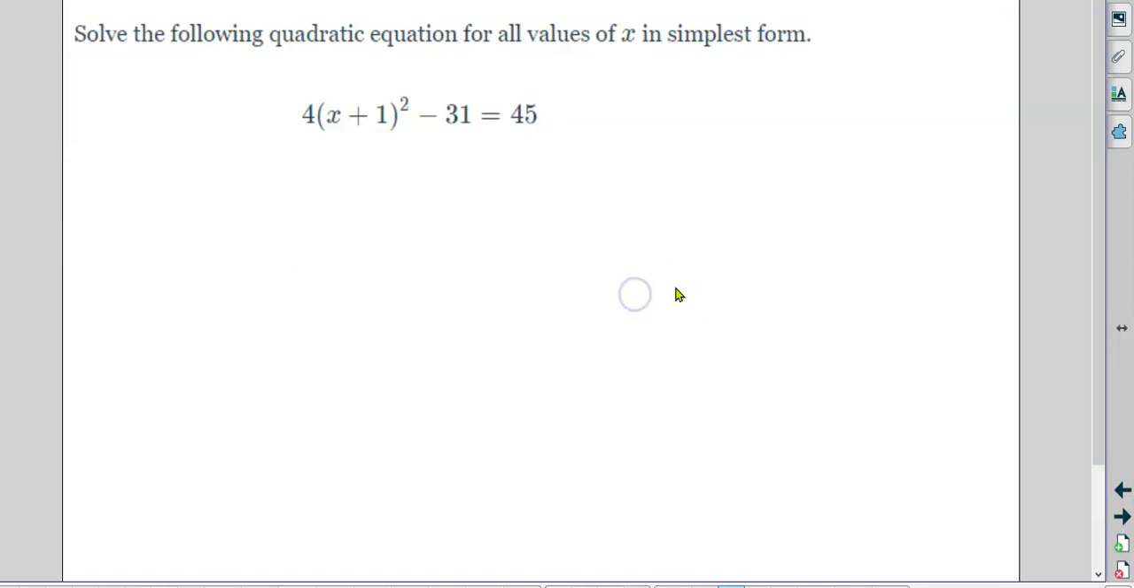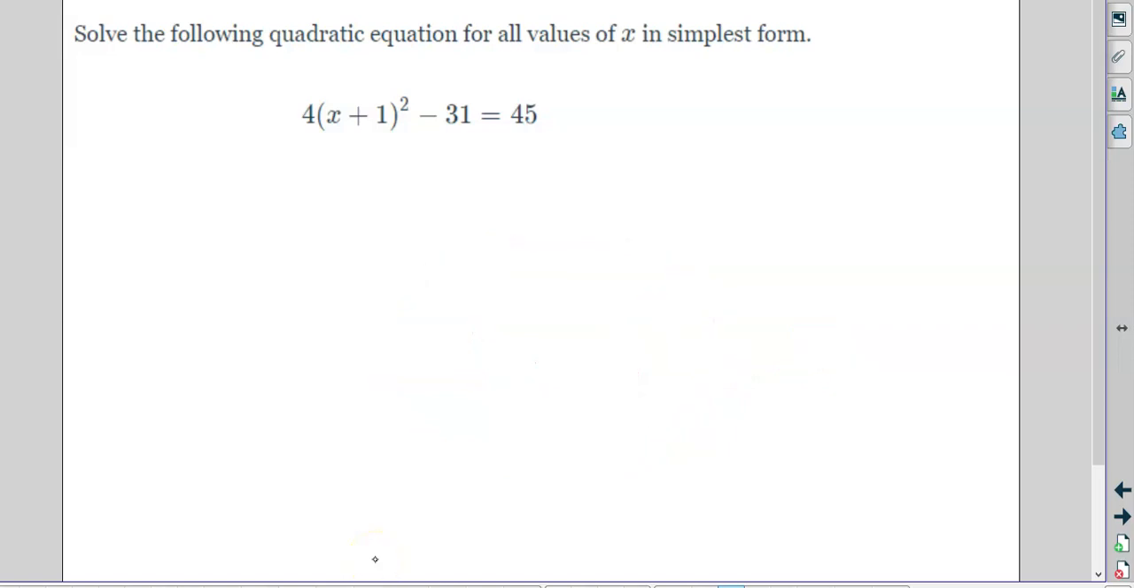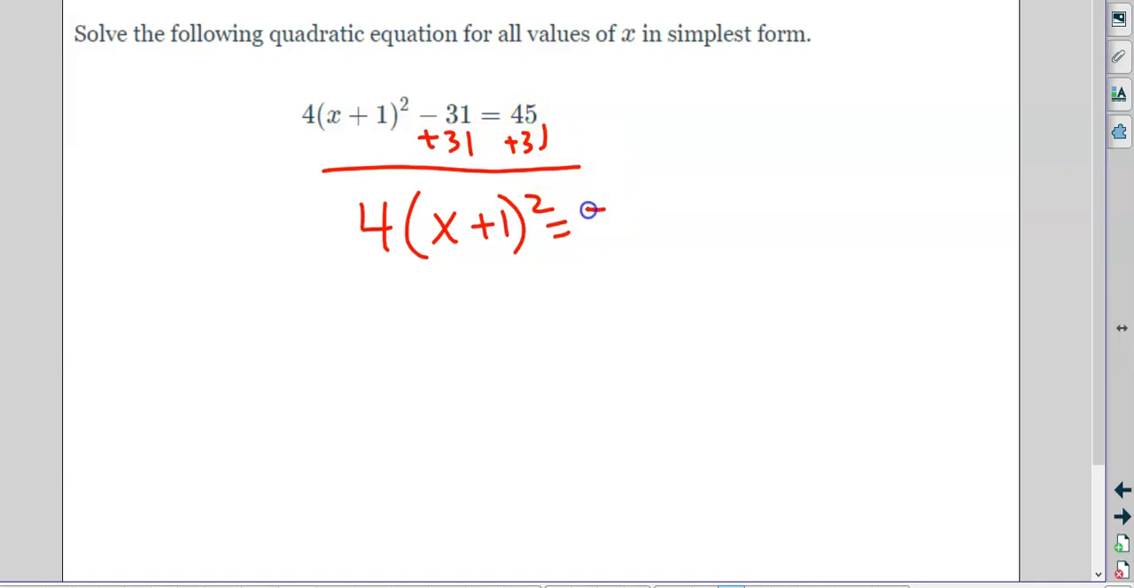So in this problem, you have a parentheses with a square sign. And the trick is we need to get it by itself. All the other numbers can be over here, but we want to get this by itself. It's okay if there's a sentence in here, but we want the parentheses in the square to be the only quantity on that side. So first I'm going to add 31 to both sides. Okay. And now I'm going to get rid of this coefficient.